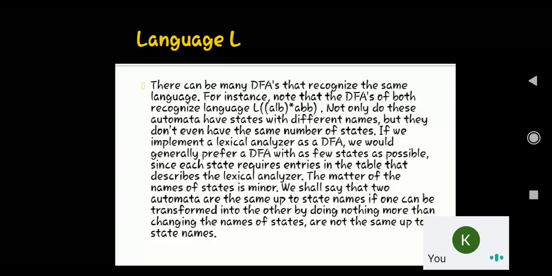Among these two DFAs, we are going to choose the second DFA, which has a total of 4 states, and we are going to convert that DFA into a program, and that program is going to act as the lexical analyzer for us. So our objective is to choose the DFA which has the minimum number of states. And then the next question is, how are these two DFAs differentiated? On what basis are we going to differentiate these two DFAs?